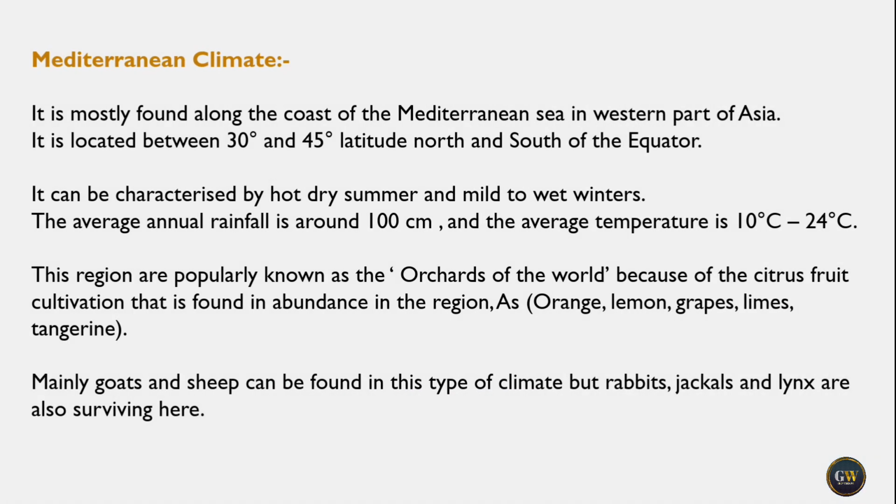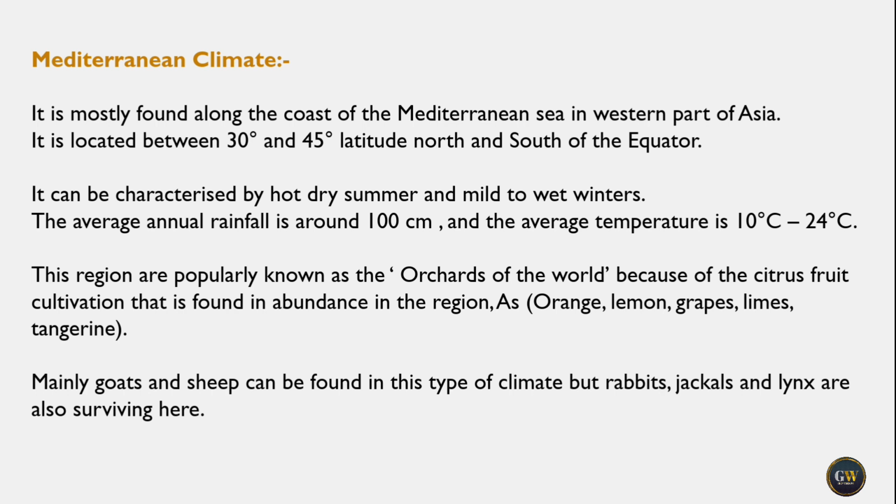It can be characterized by hot, dry summers and mild to wet winters, right? The summers are very hot and the winters are wet and mild. The average annual rainfall is around 100 centimeters, and the average temperature is 10 degrees Celsius to 24 degrees Celsius. It can vary.